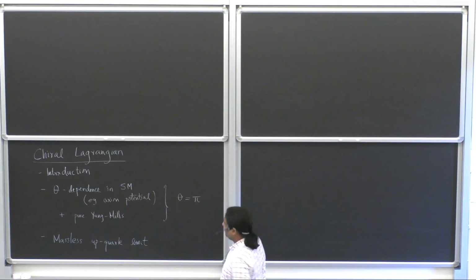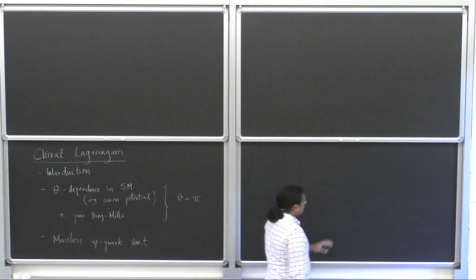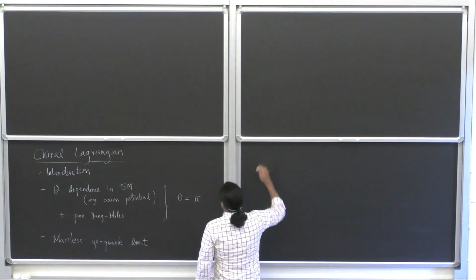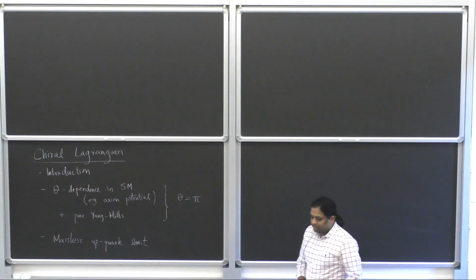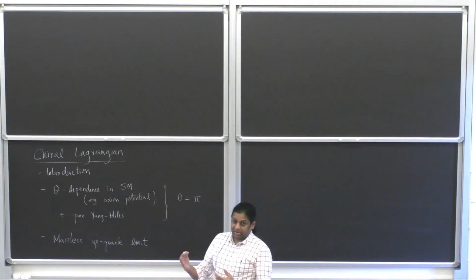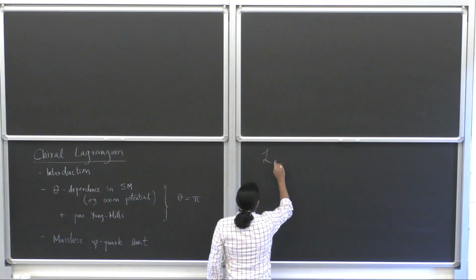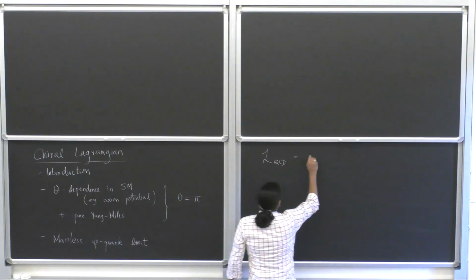So let's begin with writing down the chiral Lagrangian. The starting point is to first write down the theory above a couple of GeV scale. Above a couple of GeV scale, we're still in the perturbative QCD regime. So we can write down the Lagrangian for QCD that we've written down a couple of times now.